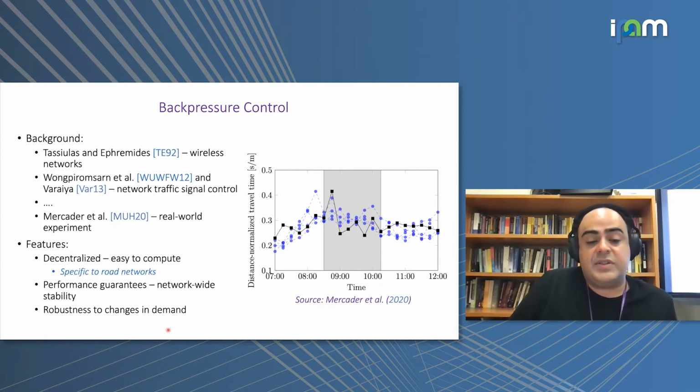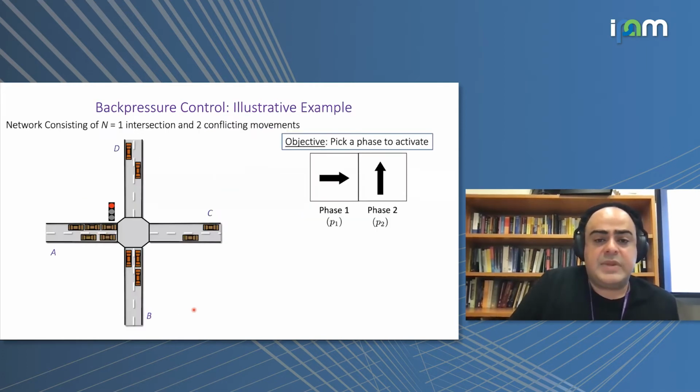Another feature that is often cited is the fact that you don't really need to know the arrival rate. So it's robust to changes in demand. Okay, so that's the background. What I'll do next is illustrate how it works. I'm going to use this example in the coming slides to illustrate some of the main ideas underlying the back pressure algorithm.